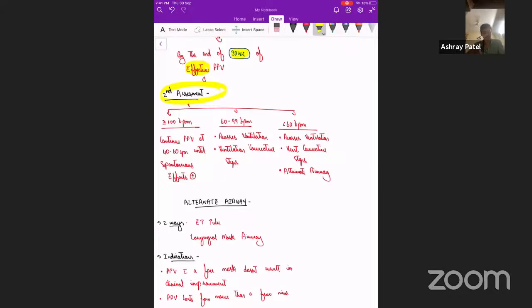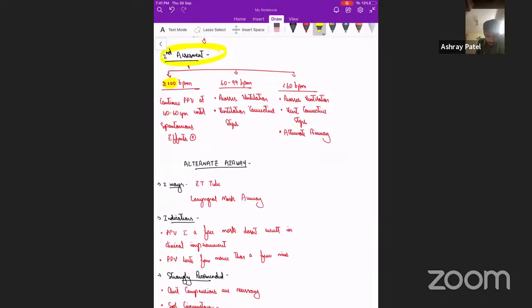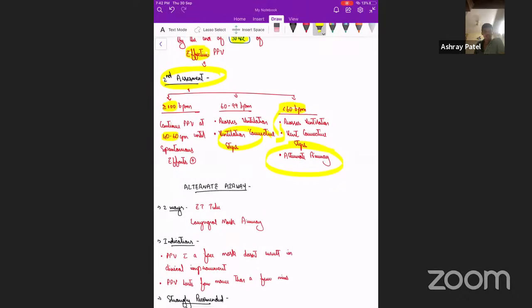Okay. So now we'll look at the second assessment. Again, we'll get back and check our heart rate. If our heart rate is more than 100 beats per minute, we continue positive pressure ventilation at 40 to 60 cycles per minute until the spontaneous efforts come back. If it is between 60 to 90 beats per minute, again, we'll have to get back and reassess our ventilation and do ventilation corrective steps. If it is less than 60 beats per minute and ventilation corrective steps have been taken, then we'll have to consider alternate airway. Okay. So next we'll be dealing with the next step of resuscitation, that is alternate airway.